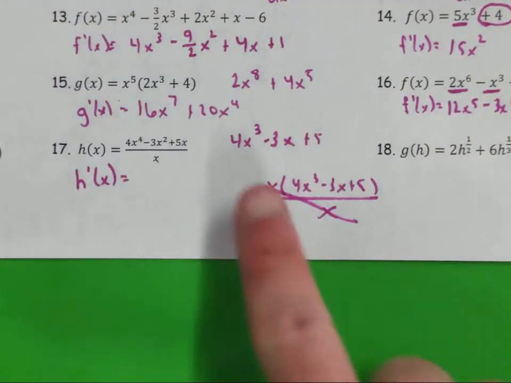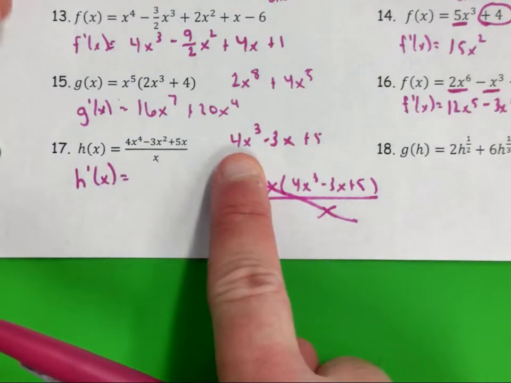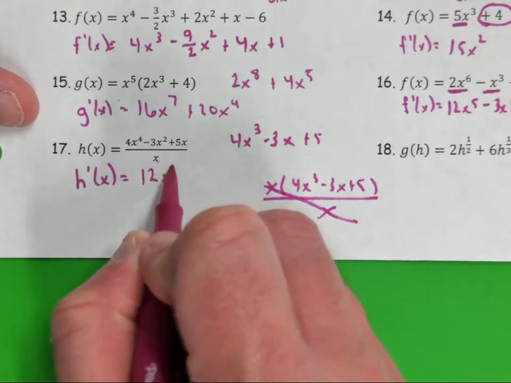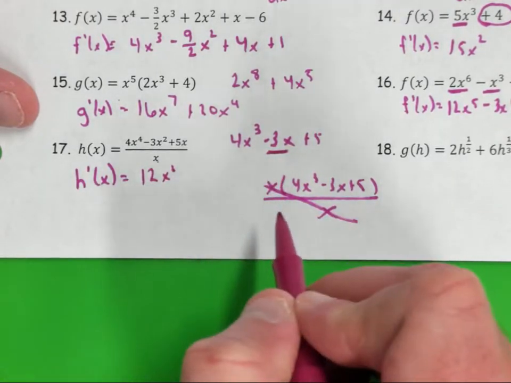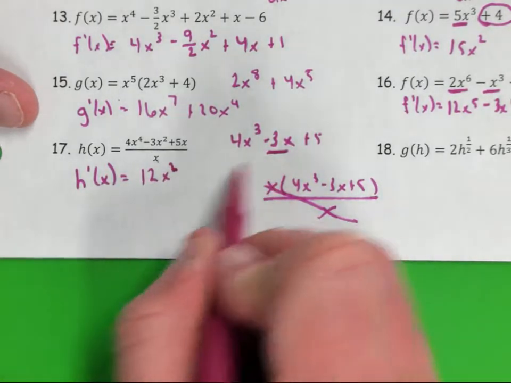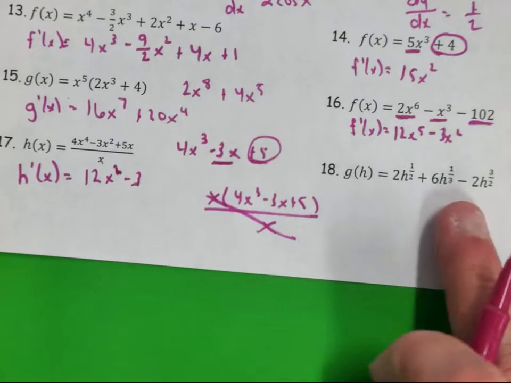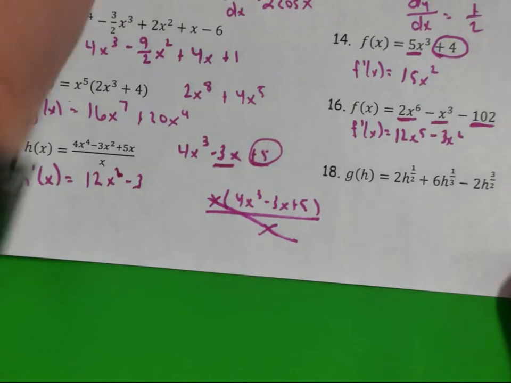Alright, so now, what's my derivative of this, Gracie? This first term. Very good. What's my derivative of the second term, Ms. Spicer? Very good. What about this, Reese? Very good. Alright, look at number 18.